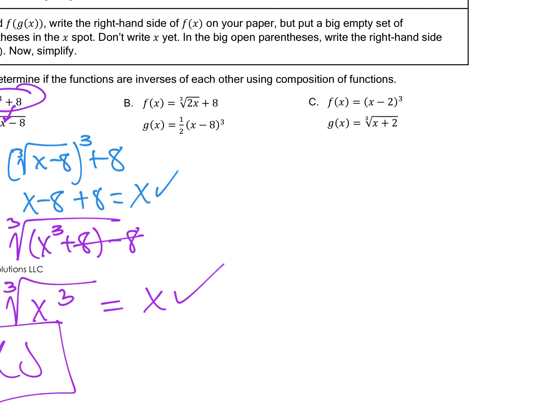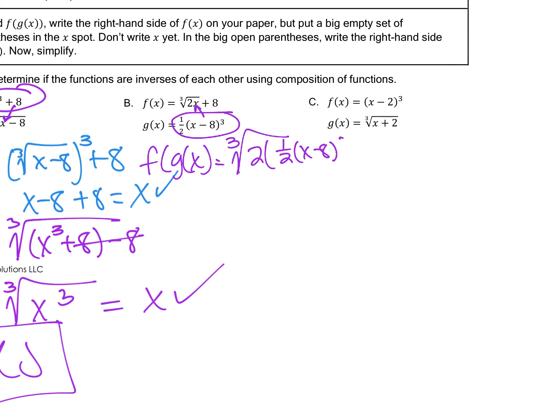So I'm taking this whole thing, plugging it in here. So I have cube root of 2 times 1/2 x minus 8 cubed, and then plus 8. So those cancel out. We're left with cube root of x minus 8 cubed, which is just x minus 8 plus 8, which equals x.